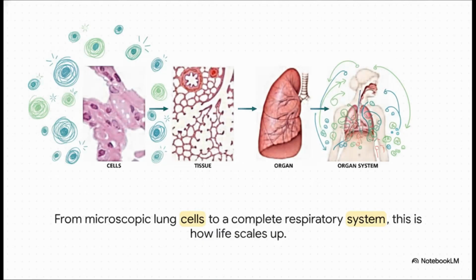And this is a fantastic example of what that scaling up looks like in real life. You start with single microscopic lung cells. They combine to make lung tissue. That tissue builds the organ, the lung itself. And the lungs are a key part of your entire respiratory system. That's how you get from something you can't even see to the system that's letting you breathe right this second.